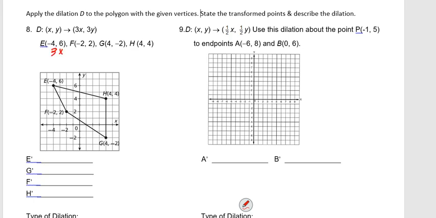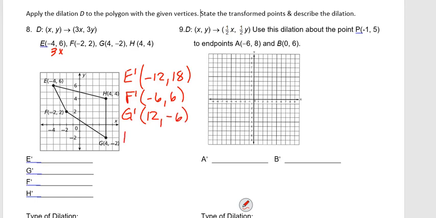So when we do E prime, I'm just going to do it up here, that's going to get 3 times negative 4 is negative 12. And 6 times 3 is 18. F prime would be, again, 3 times negative 2 is negative 6. And 3 times 2 is 6. And then G prime would be 12, negative 6 again. And H prime would be 12, 12. Again, all I did there was multiply every point times 3.